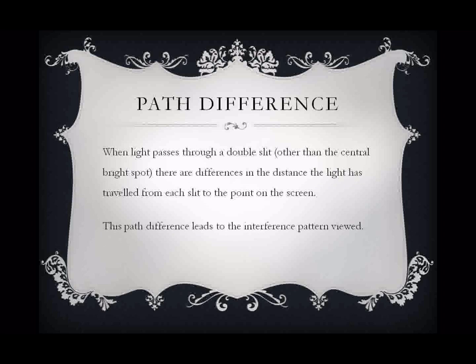If light passes through a double slit, everywhere except from the central maximum, the light from each slit will have travelled a different distance. We call this difference in the distance travelled by the light the path difference. This path difference leads to the interference pattern that is produced on the screen.